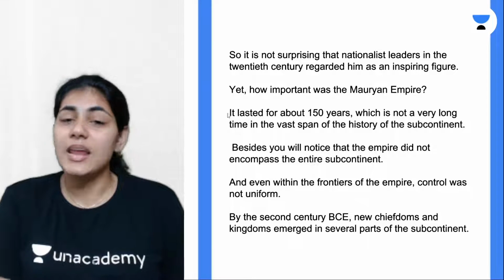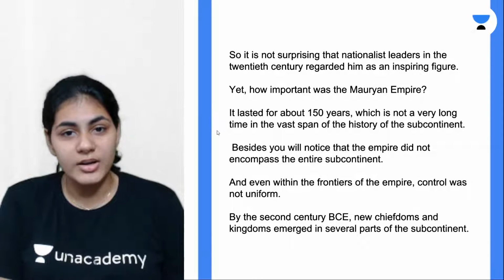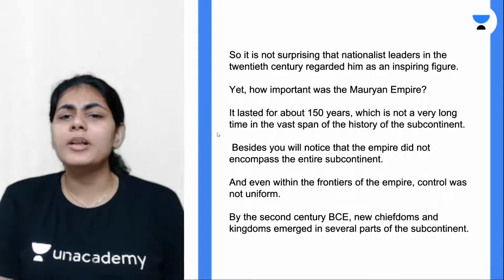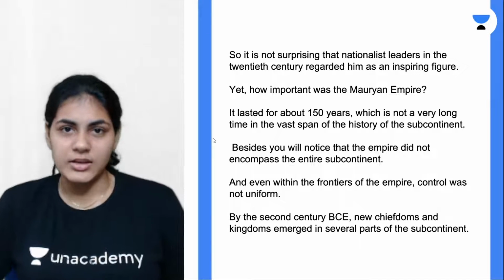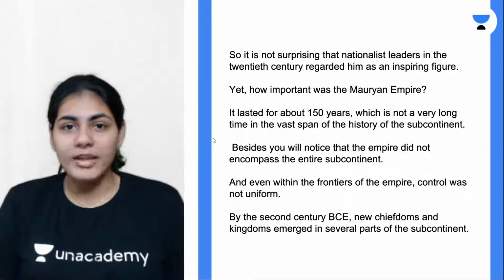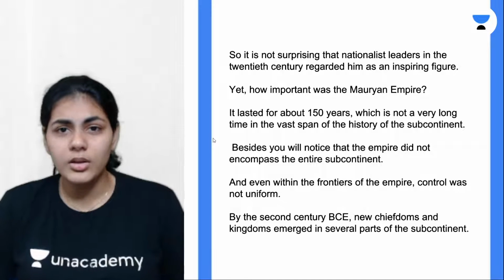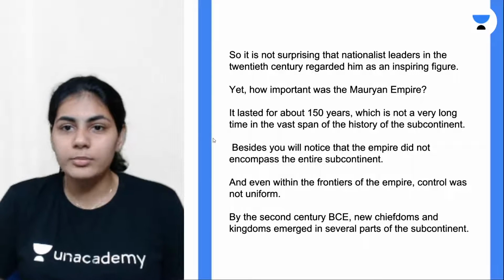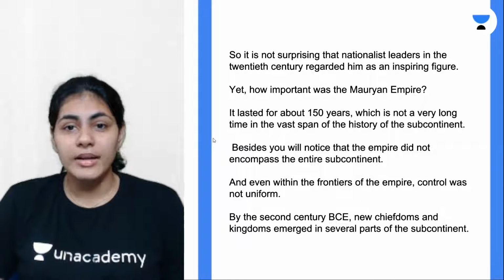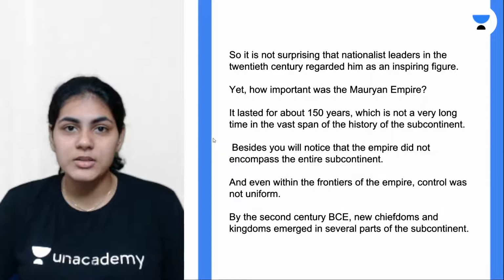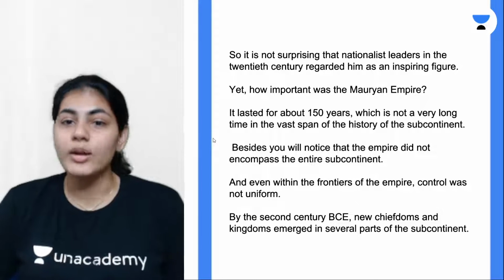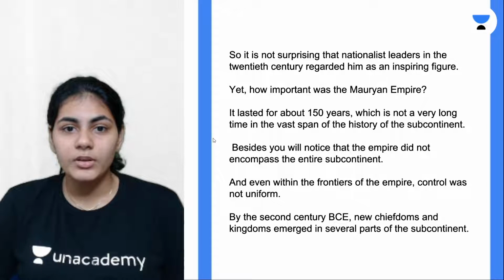Nonetheless, there are some demerits of the Mauryan kingdom as well. For example, it ruled for 150 years, right? There are so many empires in Indian history which ruled for 150 years and even more. So what is special about the Mauryan Empire if it only ruled for 150 years? That is one question we can ask.